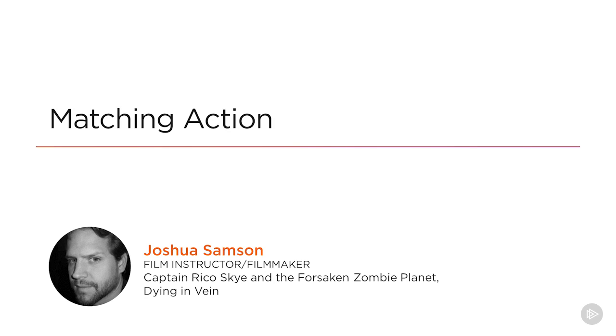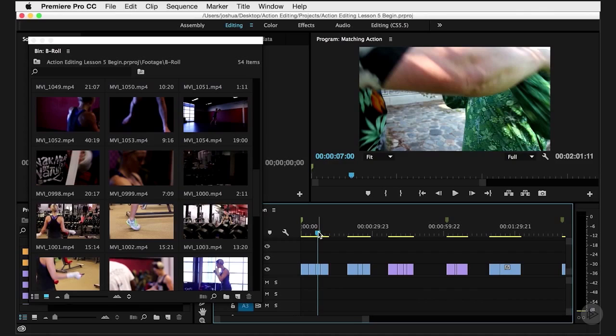In this lesson, we are talking about matching action, cutting on action. And matching action is one of the basic concepts of action editing. We kind of talked about it last time a little bit, but we're going to go more in depth here. You're always looking for those points to hide your edits. You're trying to make each edit kind of invisible, for lack of a better term. You don't want your audience to feel the edit, you want the action to bring them through each individual edit.